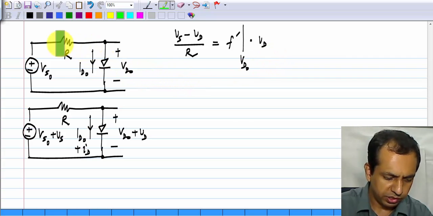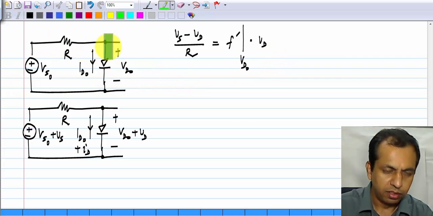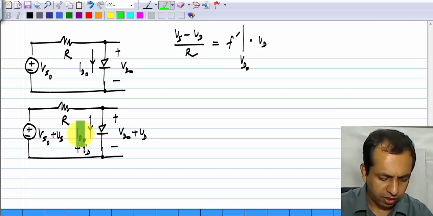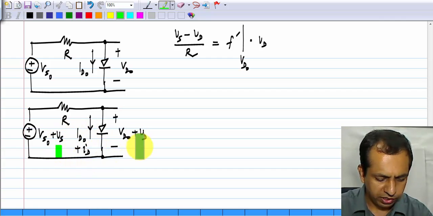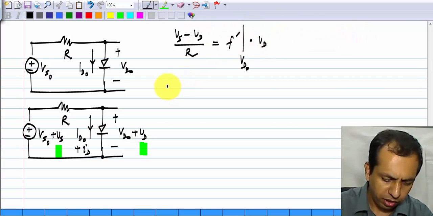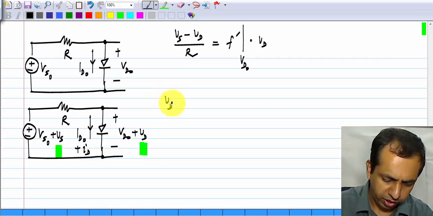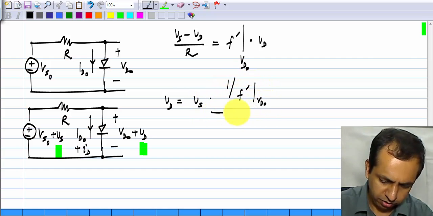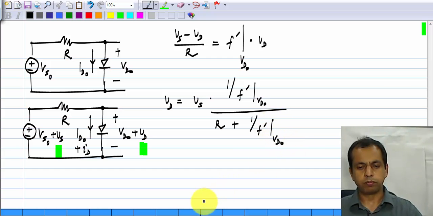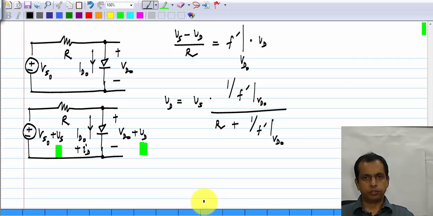So, for instance, for this particular circuit, assuming that the diode current is a nonlinearity f of the diode voltage, then the incremental voltages Vs and Vd have this relationship. Now, this Vd is the variable. The incremental diode voltage can be obtained as Vd equals Vs times (1 by f prime at Vd0) divided by (R plus 1 by f prime at Vd0). There is a reason I write it in this form.